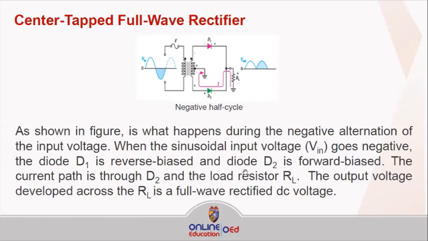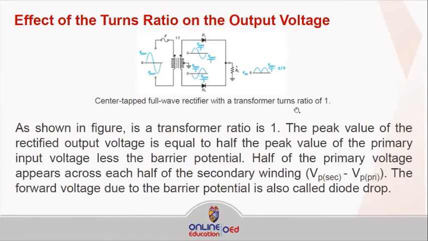Kaya, usually, ang rectifiers convert AC voltage to DC voltage. From AC to DC. Okay, next. Okay, how about the effect of a turn ratio?